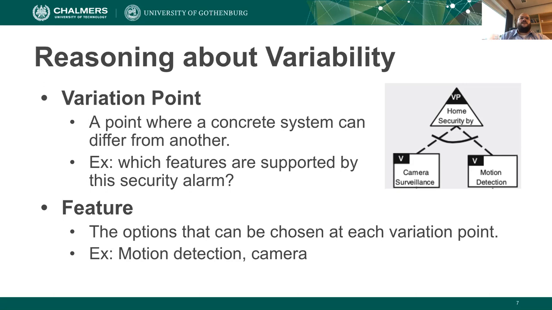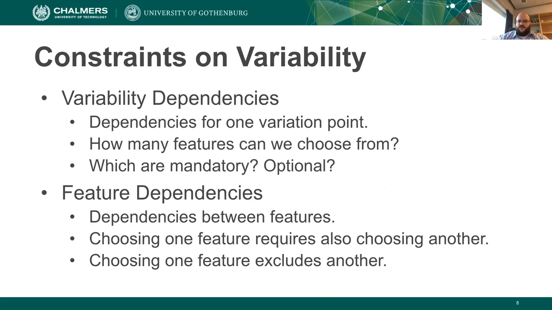And we make a choice between the different possibilities that exist to satisfy this variation point. And we call these possibilities features or variants. Right, so the features are what options we choose at each of these points. You know, for instance, in our camera line, we can choose between camera surveillance or motion detection for the security alarm. We also need to discuss the dependencies introduced by a variation point.